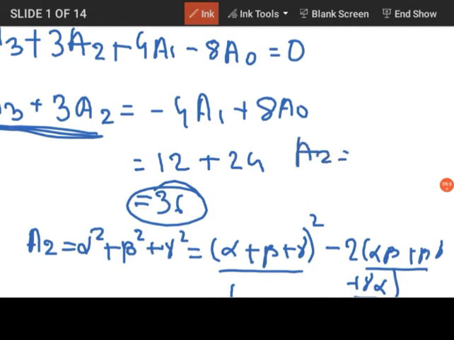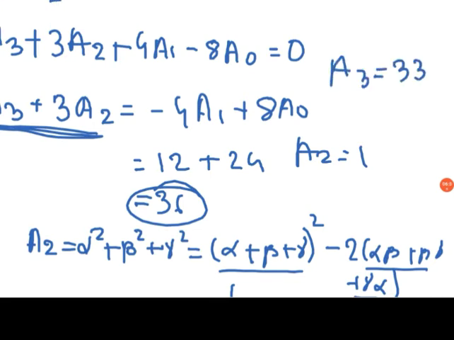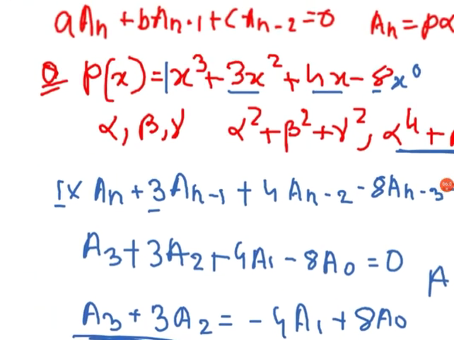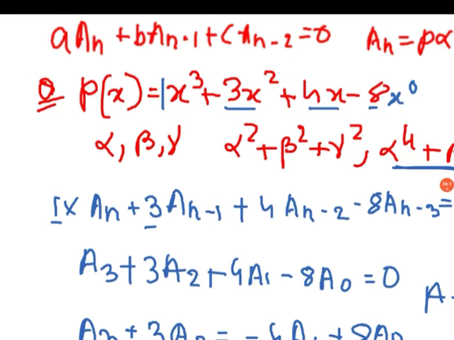So a2 we have got as 1, so a3 would be 33, right? And if you got the value of a3, then a4 is very simple, just put n as 4, and then you will get an equation that is a4 plus 3a3 plus 4a2 minus 8a1, and you have all the values of a1, a2 and a3, and hence you can find a4. I hope that you understand.